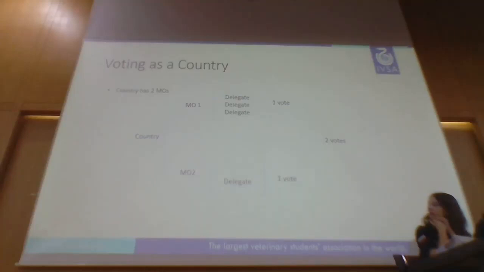If you have two MOs or more, then you can split your votes as well. So let's say a few of the delegates agree on a matter and a few of them don't agree, then you can split your votes. So you can say, one vote agrees, one vote doesn't agree.